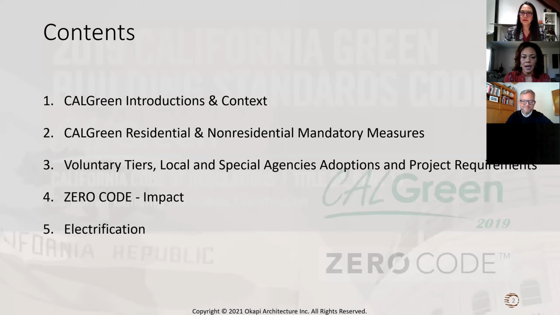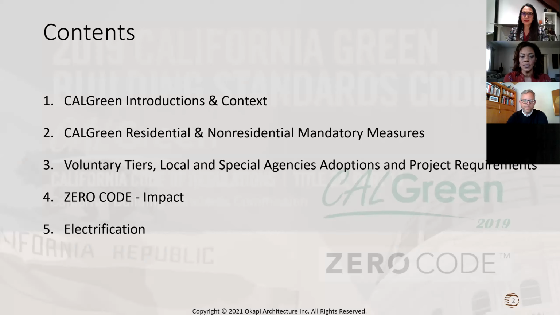So today we're going to cover the CALGreen introduction, give a brief history of it, and then go into the residential and non-residential mandatory measures. Again, it's pretty dense information, so we've tried to combine as much as possible, but be able to distinguish between residential and non-residential mandatory measures, also go into the voluntary measures, how you're able to achieve some of that, and some of the barriers that we've had questions on.